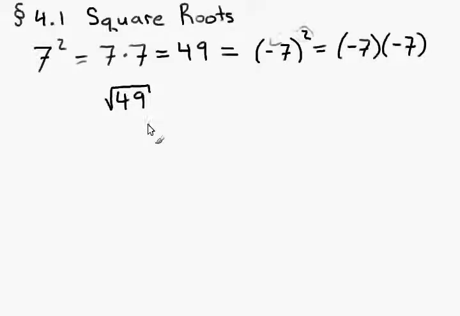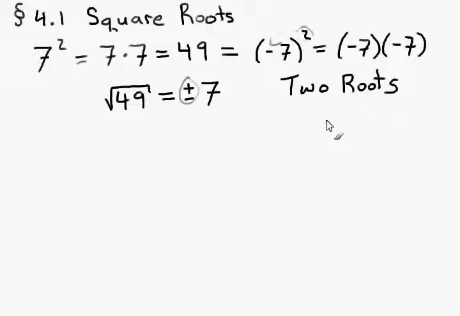What I'm asking you is, give me a number that when I square it, I get 49. There's two such numbers, both the positive and negative square roots, plus or minus 7. And we use this stacked plus or minus sign to indicate that. Each of those is a root, and they're a separate number.